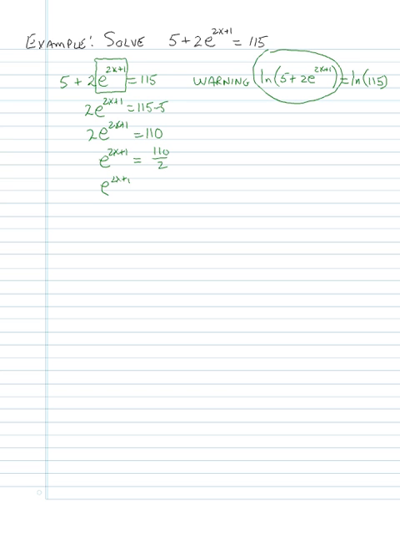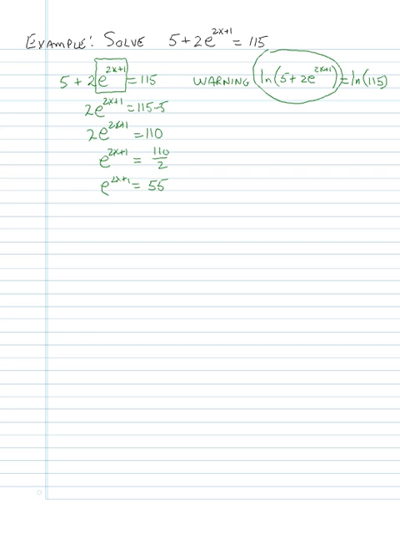Now, you might be in a position later on when you're solving, for instance, if that was 109 divided by 2, we couldn't simplify that nicely. We couldn't reduce that to a whole number. We would just leave it as 109 divided by 2 and proceed from there. We wouldn't do anything further. But this one worked out kind of nicely.